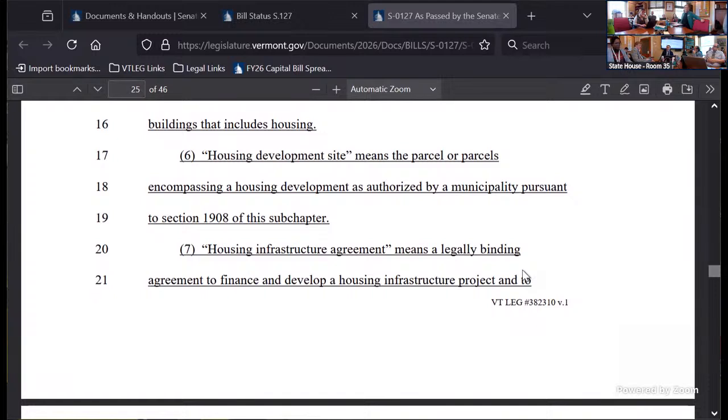The housing development site, we've talked about this. This is the parcel or parcels that encompass that development, and it's going to be where it's constructed, plus immediately adjoining, and you'll see that further detail in section 1908 when we get to it.